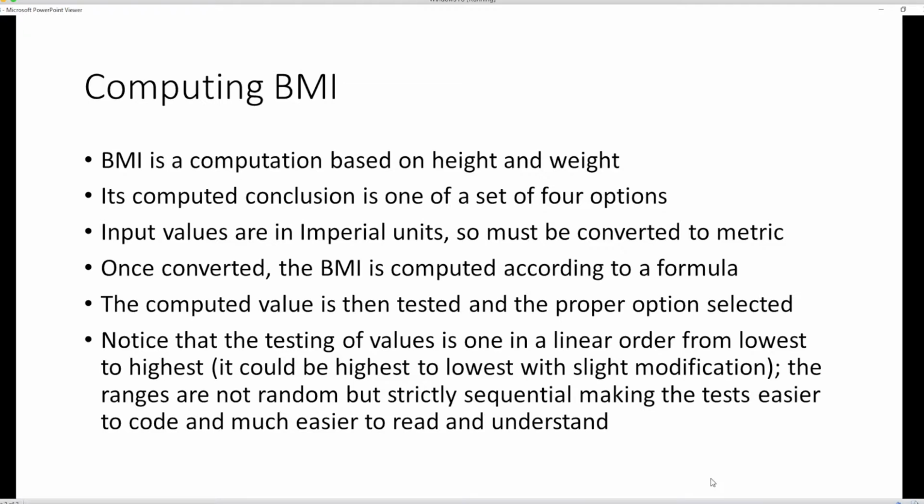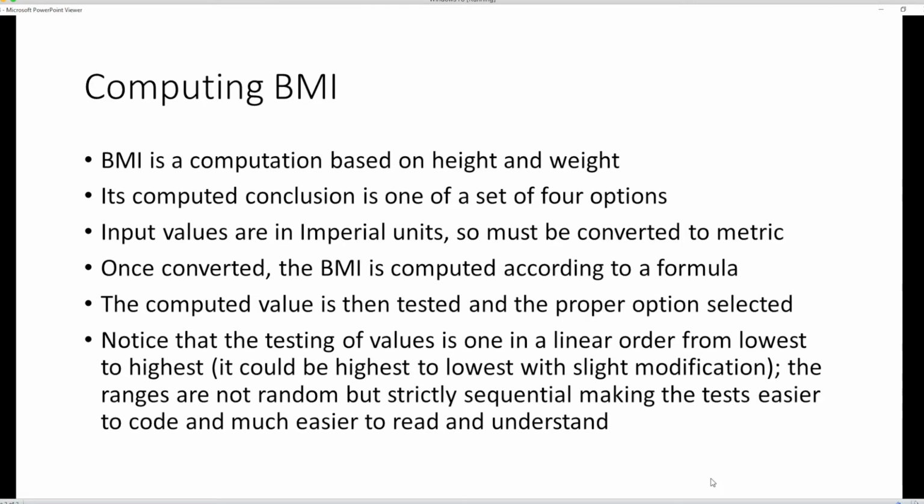The order is significant. We must test the sequentially next group of numbers. We can't just jump around. Let's not test the leftmost end, that is the lowest number, followed by a test for the highest end. We need to have them in strict order from lowest progressively to highest.